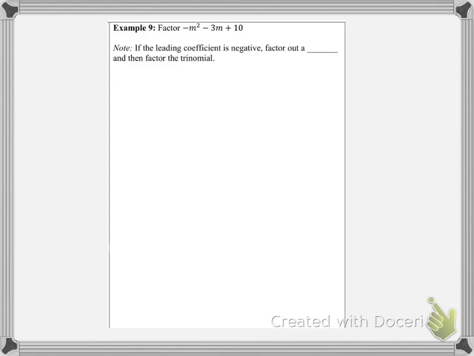So factor negative m squared minus 3m plus 10. A note here, if the leading coefficient is not 1, it's actually a negative 1, then what we do first is factor out the negative 1, and then we factor that trinomial. So I'm going to factor out a negative 1, and when you factor out a negative 1, that just means flip the signs of everything in your polynomial. So it's going to be m squared plus 3m minus 10.